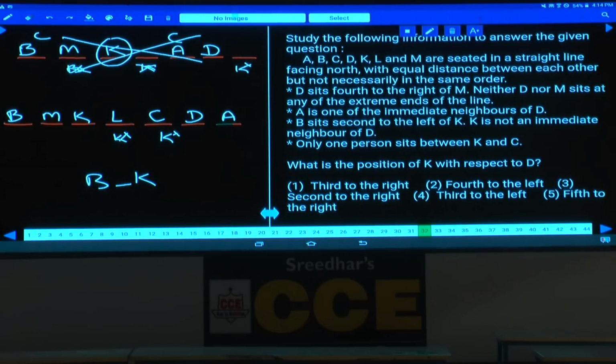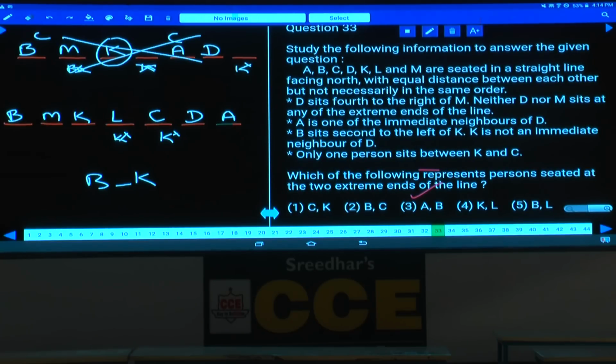Now 32. What is the position of K with respect to D? Position of K with respect to D: 1, 2, 3, third to the left. Third to the left, it is given in choice 4. Then question number 33. Which of the following represents a person seated at the 2 extreme ends of the line? Tell me who are those 2 persons? A and B are the 2 persons at the extreme ends of the line.